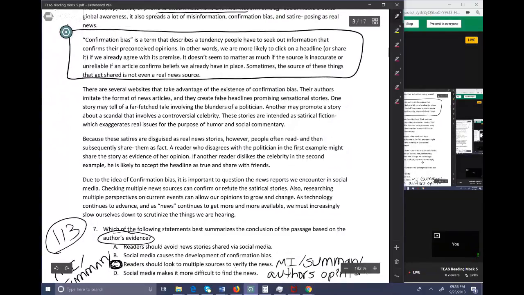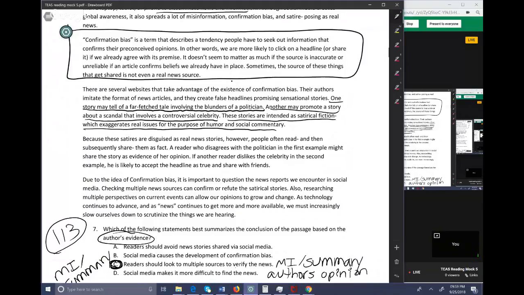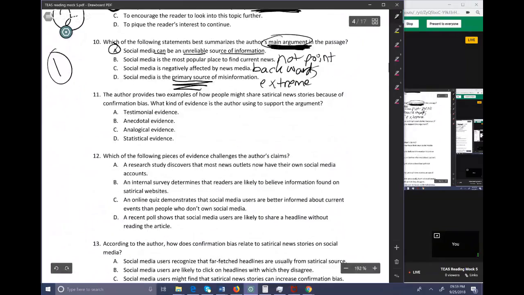So it says, one story may tell of a far-fetched tale involving the blunders of a politician. Another may promote a story about a scandal that involves a controversial celebrity. These stories are intended as satirical fiction, which exaggerates real issues for the purpose of humor and social commentary. So those are the 2 examples that they're talking about.